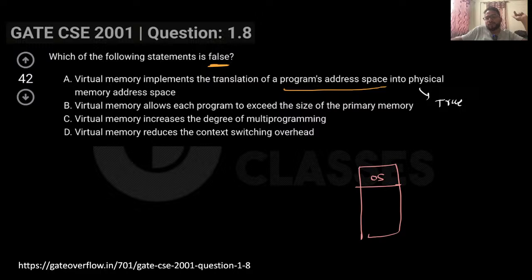Virtual memory allows each program to exceed the size of primary memory. Yes. Virtual memory increases the degree of multi-programming. Yes, which means you can provide concurrency. Multi-programming means you can load multiple programs in the main memory. Virtual memory reduces the context switching overhead. No, there is no relation, right? Virtual memory has nothing to do with the context switching overhead. So that's why it is false.